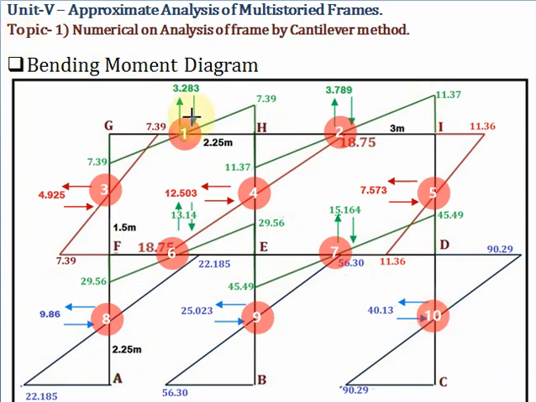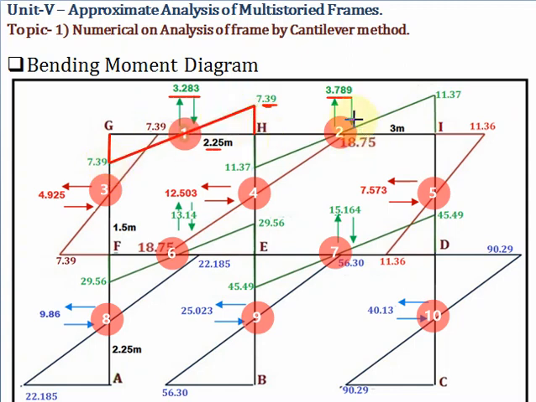Now which force do we have to consider for node 1? This is the horizontal member, so we have to consider the vertical member. Which is the vertical force? V1. What is the value of V1? 3.283. Now for node 2, what is the vertical force? V2. What is the value of V2? 3.789. Last time we already saw the nature of this bending moment diagram. Now how will we get this value? 3.283, the force, multiplied by the distance 2.25, we'll get the value 7.39. Join this by a straight line, like this.